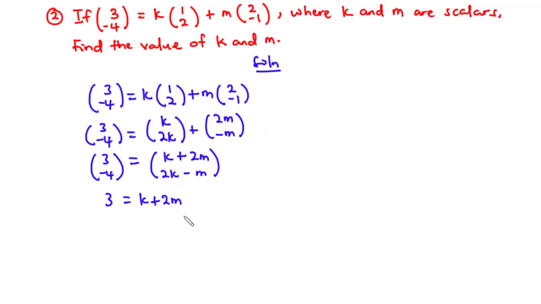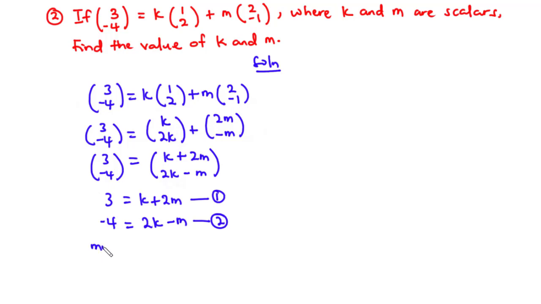Now this happens to be our first equation, so we say this is equation 1. For the second one, we have negative 4 equals 2k minus m. This is equation 2. Now the coefficient of the k term in equation 1 is 1. Coefficient of k term in equation 2 is 2. Now we can multiply equation 1 by 2 so that we have the coefficients to be the same, and then we can cancel out the k terms and find the value of m.